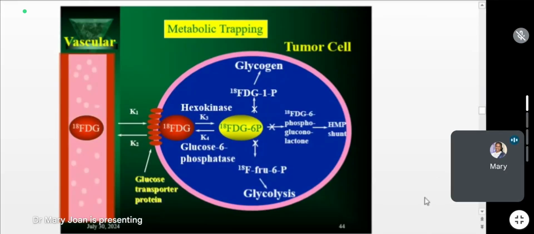So this fluorine-18 FDG is injected into the patient. We know that in nuclear medicine we have different methods of introducing the radiopharmaceutical into the patient. It can be injected, ingested, or inhaled. Here we are injecting the FDG into the patient, and then what happens is shown. Hexokinase and glucose-6-phosphatase act on FDG and FDG-6-phosphate, and the 6-phosphogluconolactone and the HMP shunt take place.